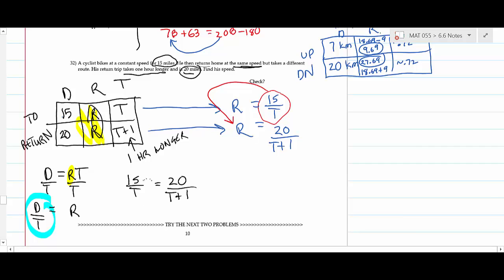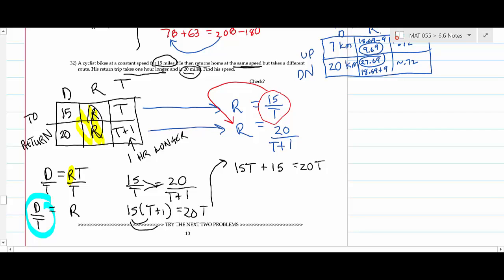Okay, so let's cross multiply this. So you're going to have 15 times T plus 1. Then go this way, you're going to have 20 times T like that. And I'll move this over here, and then we'll finish this up. Okay? All right. So now, distributive property. Go ahead and do that. So that's going to be 15T plus 15. When you do that, equals 20T.